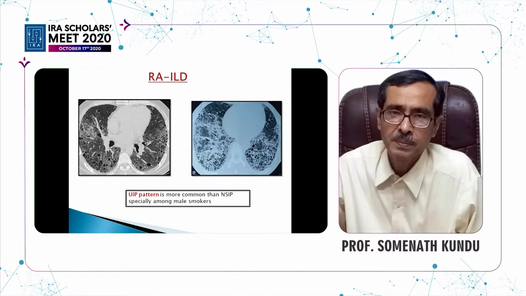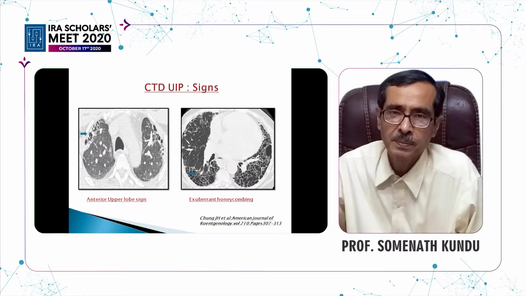Two signs have been mentioned as CTD related ILD. One is the anterior upper lobe sign. If you get honeycombing in the anterior segments of the upper lobe, this is distinct from IPF. And if you get exuberant honeycombing, the exuberant honeycombing sign in the lower lobes and in the upper lobes. If you get exuberant honeycombing in the upper lobes, then it will be a clue that the UIP pattern may be related to rheumatoid arthritis.